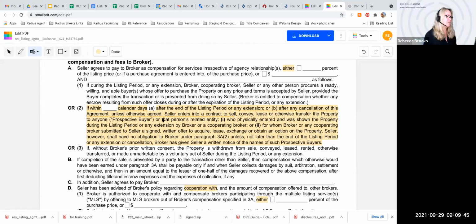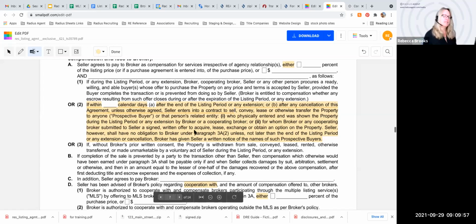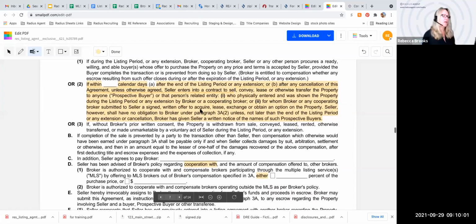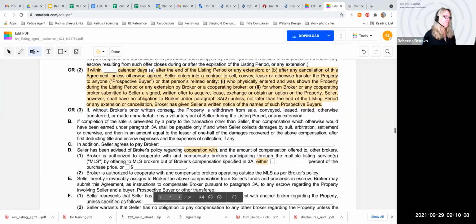listing period. Okay, so I usually put 90 days here. Some people like to put 180 days, that's 6 months. And so this basically reserves your right to claim a commission if that seller goes ahead and sells it to someone who came through that property while you had that listing. Okay, now a lot of agents miss this, but it's really important that you have a number on there.